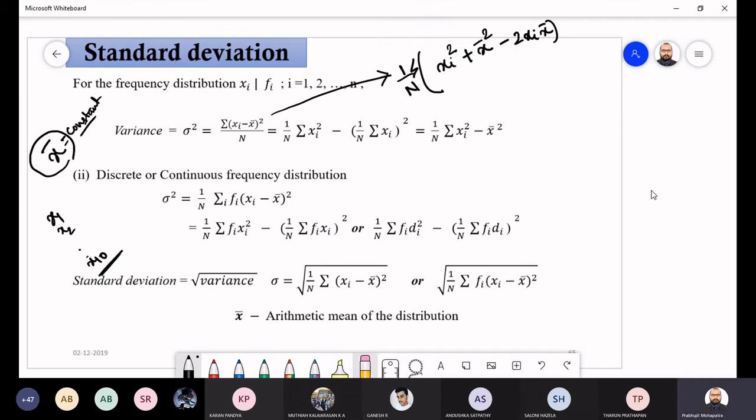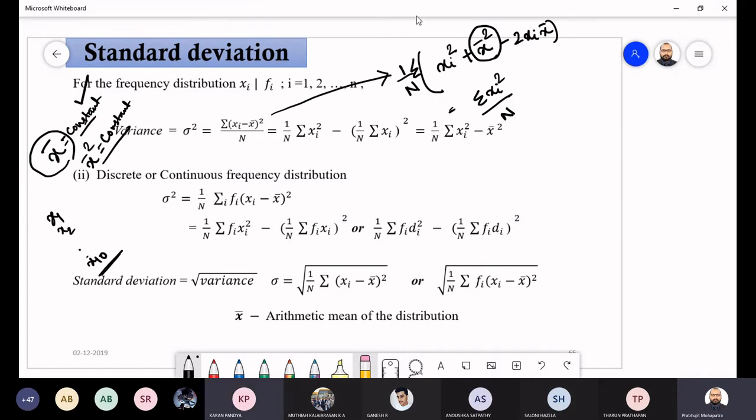Here one summation symbol is also there, sum of. So here 1 by n. If you are taking this sum inside, what will you get? Let me open the bracket also. If you are taking this sum and 1 by n, the first term you will get is sum of xi square divided by n. Correct or not? Then x bar is a constant, so x bar square is also a constant.